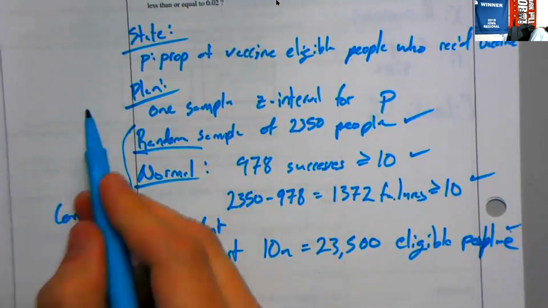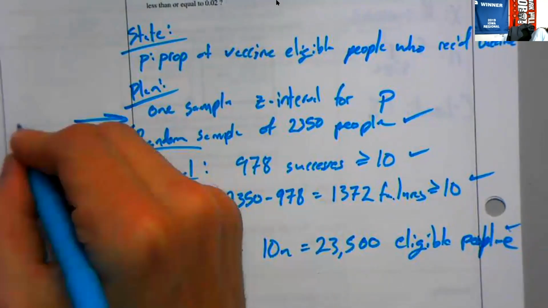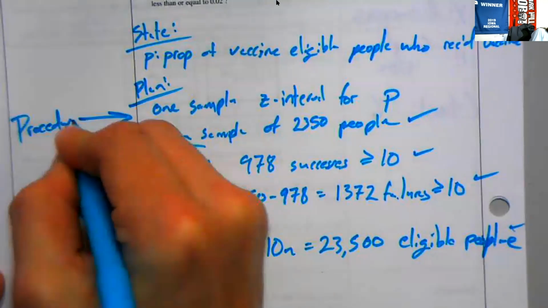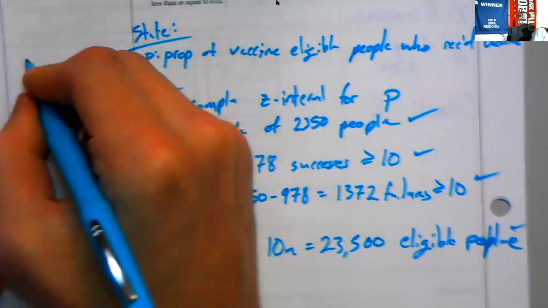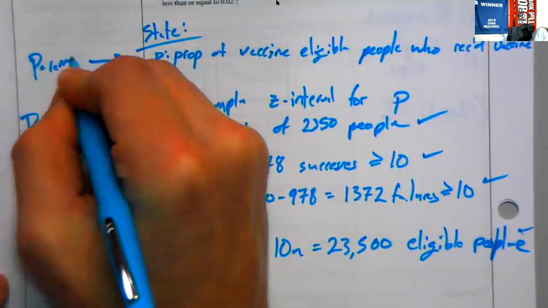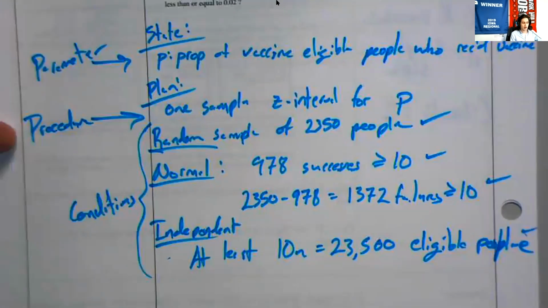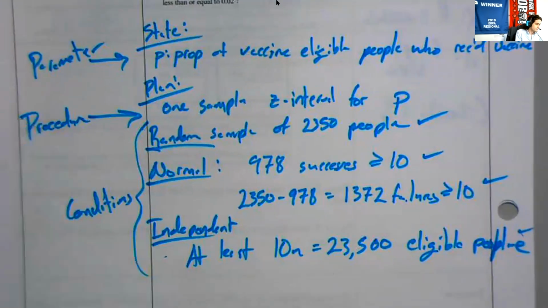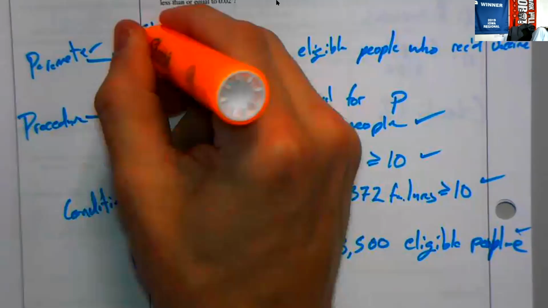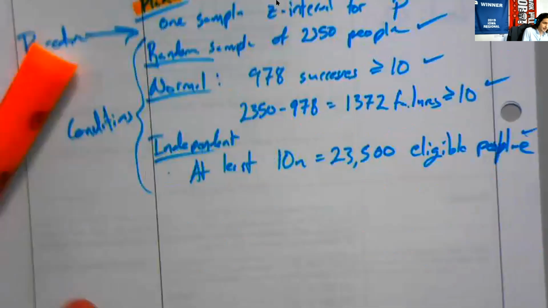So we had our name of the test or the procedure and the conditions. We have our parameter up top here. So we defined our parameter. We say, what are we going to do? We say, why are we justified in doing it? So again, state, plan. Now we can go ahead and do.